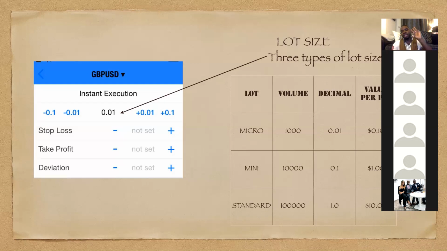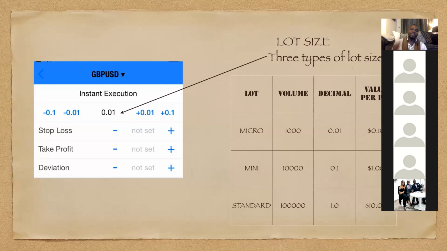So in the marketplace, there are 3 different types of lot size. And for those of you that don't know what a lot size is, let me just explain the concept. Lot size is the contract size when you buy and sell currency pairs. So when you're buying and selling, what are you buying and selling? You're buying and selling currency pairs. And then the next question is, how much am I buying and selling? The answer to that question is the volume.